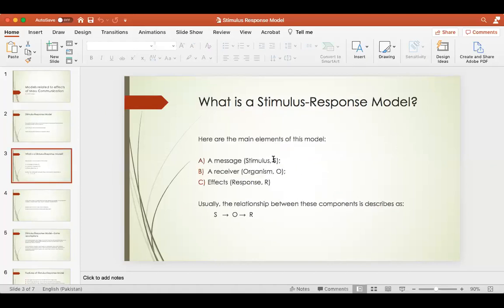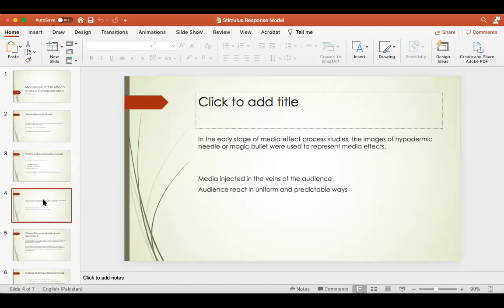Then we also discussed that a stimulus response model is also known as SOR model, whereas S is the stimulus, meaning message. O means organism, meaning the receiver of the message, and the letter R denotes the response, which means the effect of the message. So commonly, this model is known as an SOR model. All right. Then we talked about hypodermic needle model and magic bullet model, like the use of these words in the context of stimulus response model.